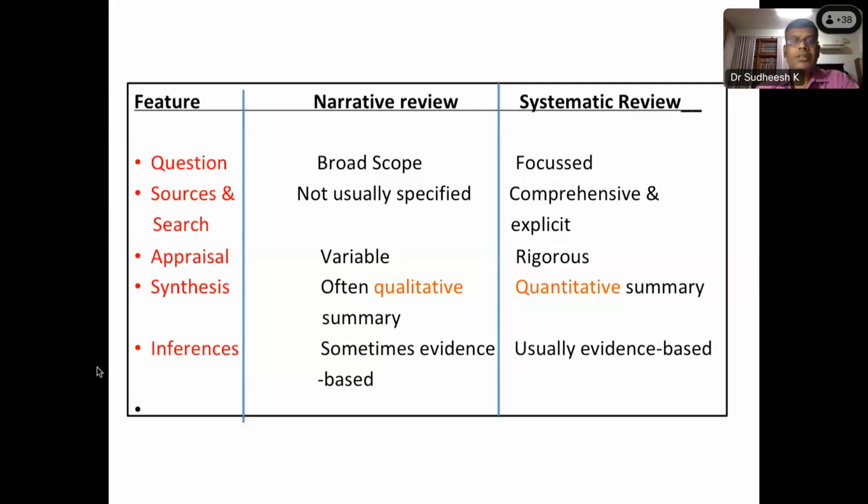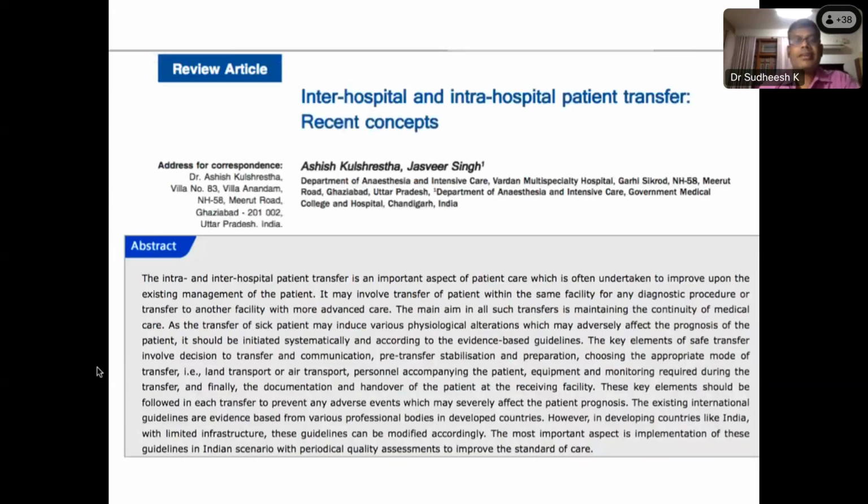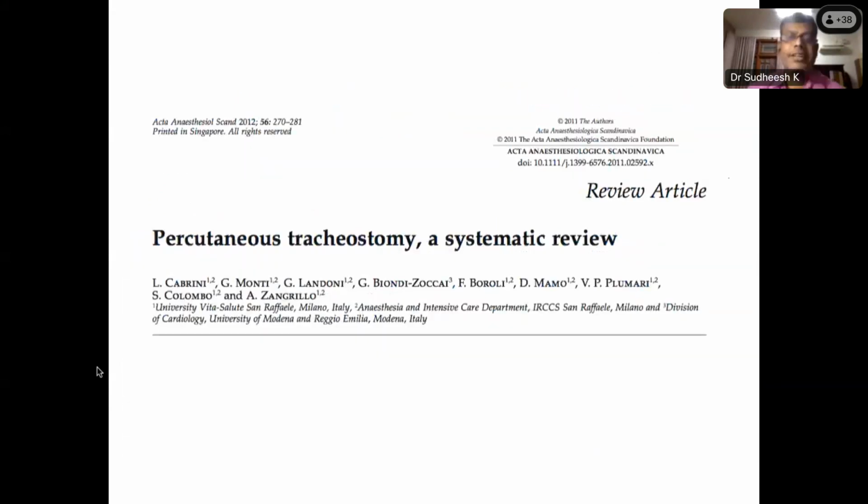So this is one of the examples: inter and intra hospital patient transfer, recent concepts. This is an example of a narrative review. They just mention what is based on the literature and what the author thinks. Another example: percutaneous tracheostomy, a systematic review.